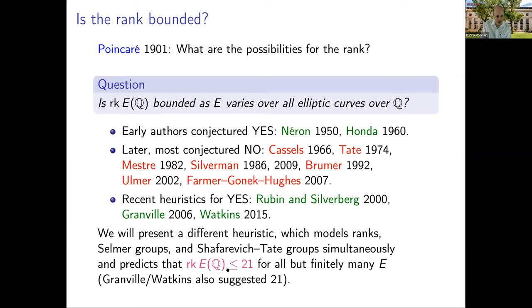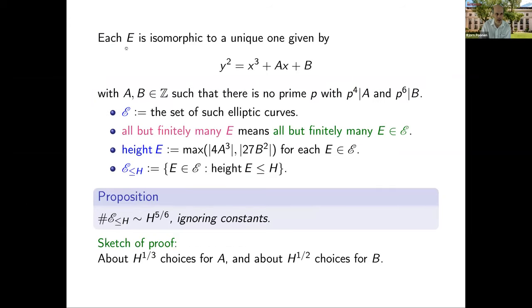Now I should be a little bit careful about what I mean when I say for all but finitely many E, because if you just look at the equations, each elliptic curve up to isomorphism appears infinitely often, since you can always do a change of variable on your equation to get something that's really the same elliptic curve. To take that into account, you can always put the equation of the elliptic curve in a canonical form, where you scale the variables in an appropriate way to make the rational numbers A and B actually integers.